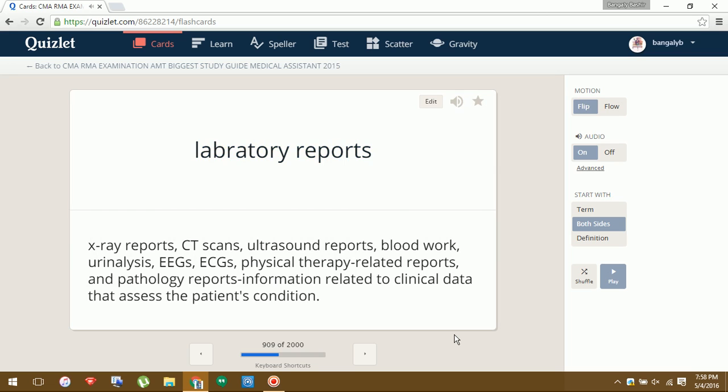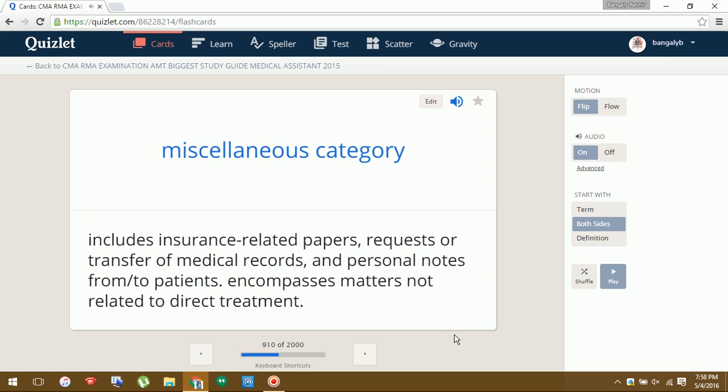Laboratory reports: X-ray reports, CT scans, ultrasound reports, blood work, urinalysis, EEGs, ECGs, physical therapy-related reports, and pathology reports. Information related to clinical data that assess the patient's condition. Miscellaneous category includes insurance-related papers, requests or transfer of medical records, and personal notes from patients. Encompasses matters not related to direct treatment.